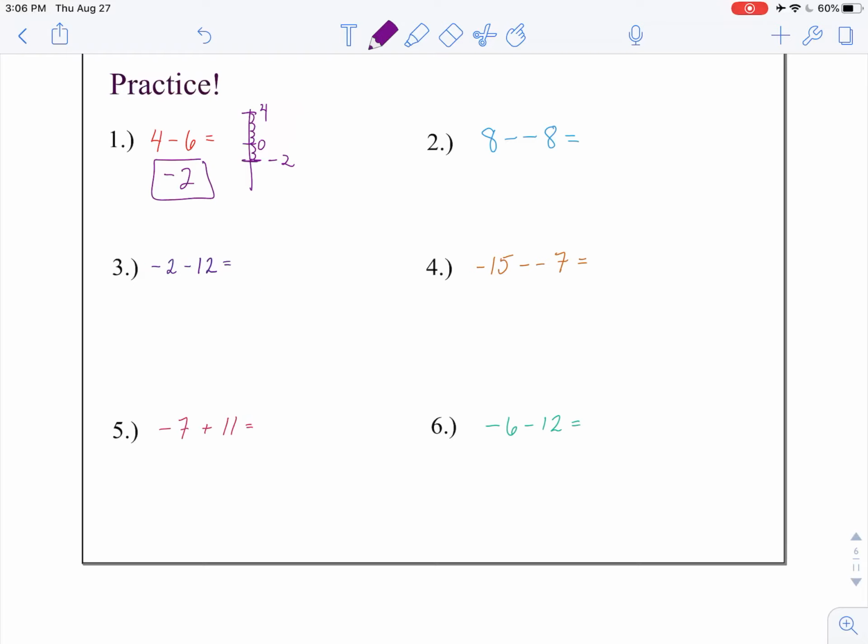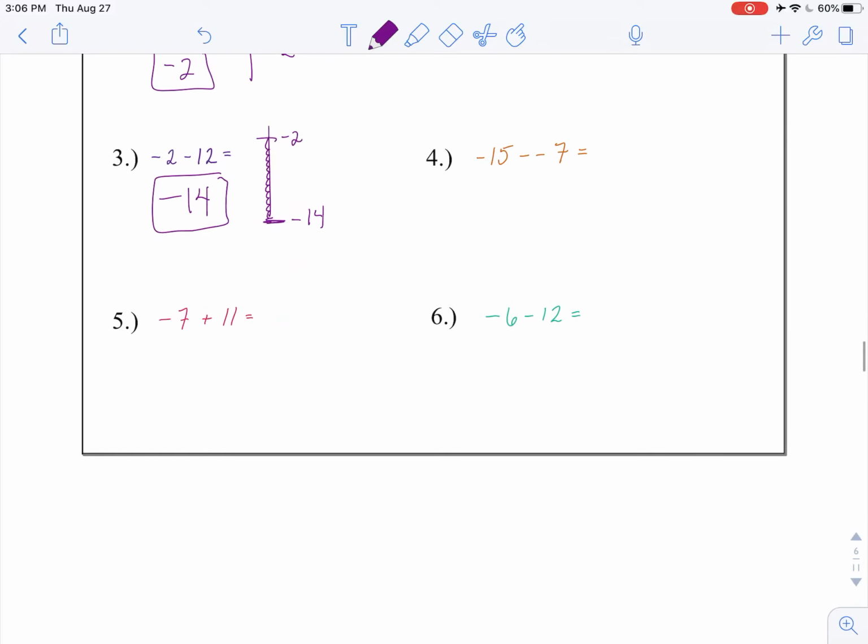I'm going to go to number 3 next. We start at negative 2. We go down 12. That means we're going to continue 1, 2, 3, 4, 5, 6, 7, 8, 9, 10, 11, 12. So that means I'm actually going to be at negative 14. We're at negative 7, and we're adding 11. We're going to go up 1, 2, 3, 4, 5, 6, 7. That's going to bring me to 0. 8, 9, 10, 11. So now I am at positive 4.